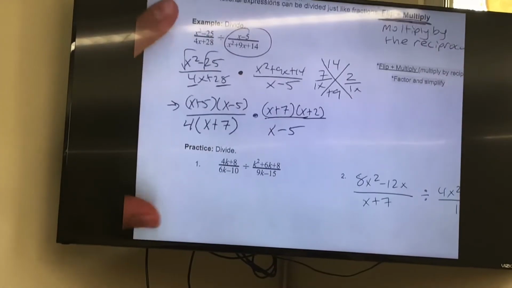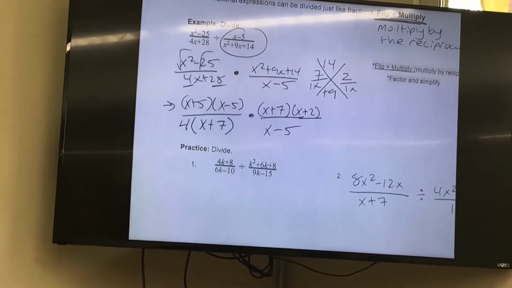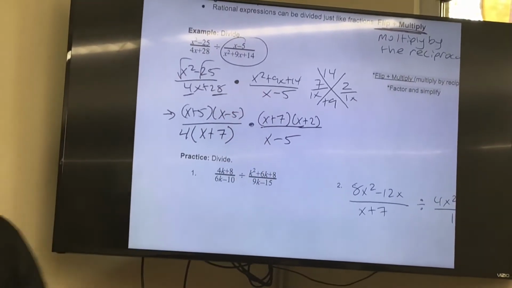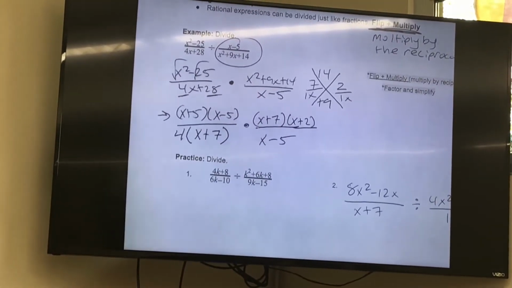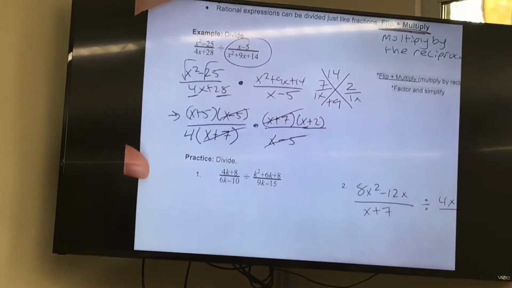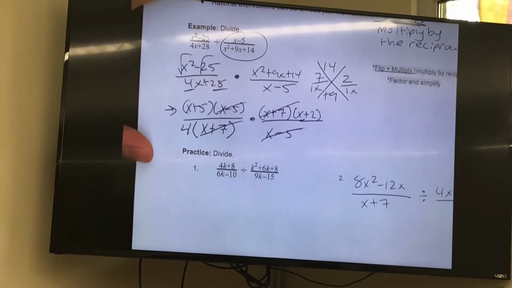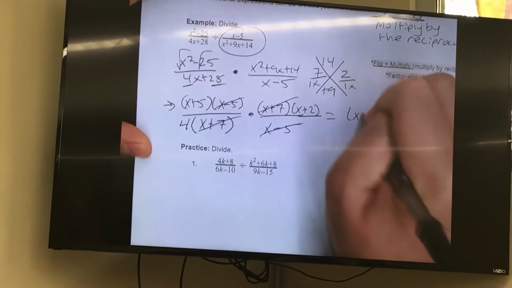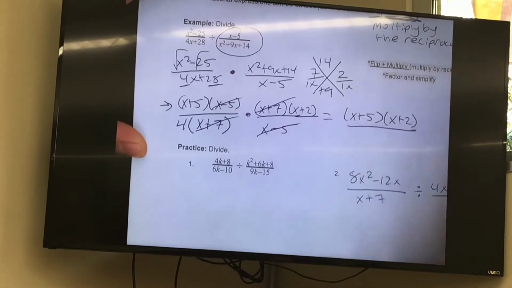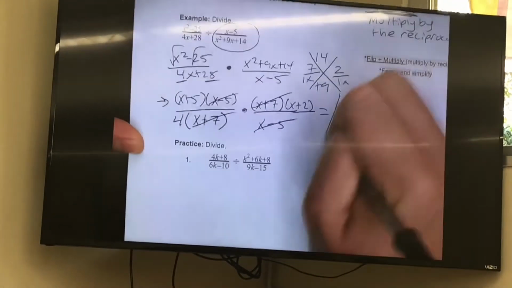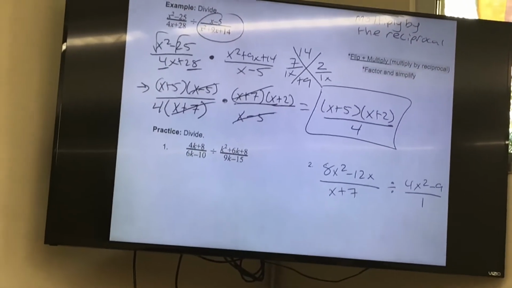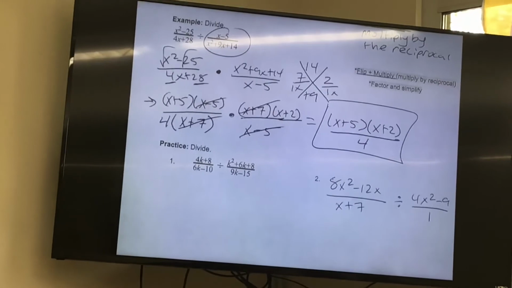Now you should be looking to cancel things. First thing that stood out to me was our x plus 7s and then also our x minus 5s. So x plus 7, gone and gone. X minus 5, x minus 5. And that should be it. So up top, x plus 5, x plus 2, all over just your 4. Any questions there?